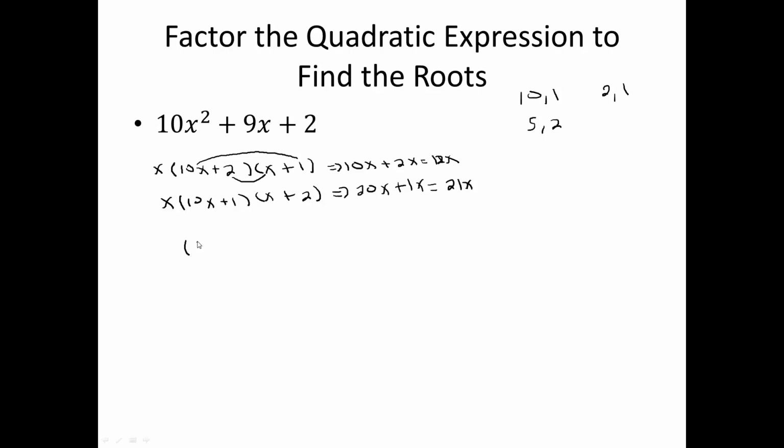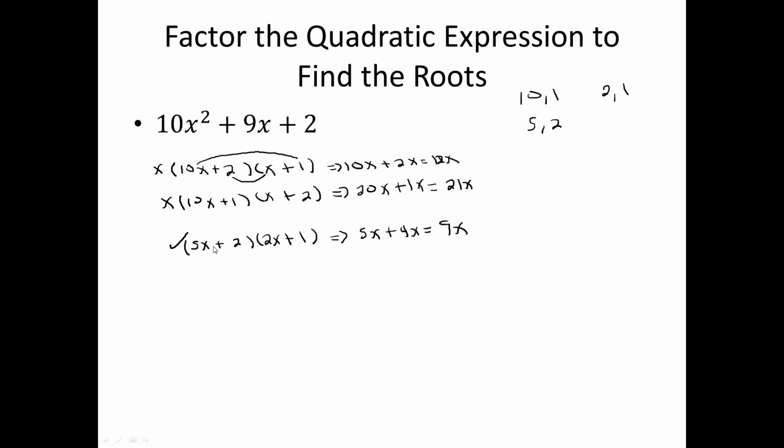Alright, so the 10 and 1 didn't work, so let's try the combination of 5 times 2 in our first places of the parentheses. So let's try 5x and 2x, and we still have to have a combination of 2 and 1 to work. So let's start off with the 2 first and the 1 second. So let's multiply the outside terms. 5x times 1, that's 5x. 2 times 2 for the inside terms, that's 4x. 5x plus 4x is 9x. There we go. There's our combination that works.